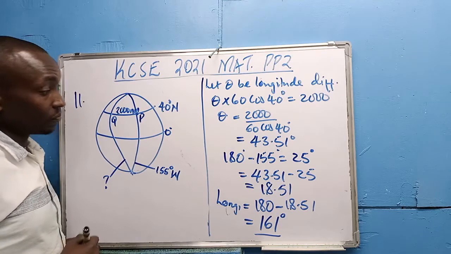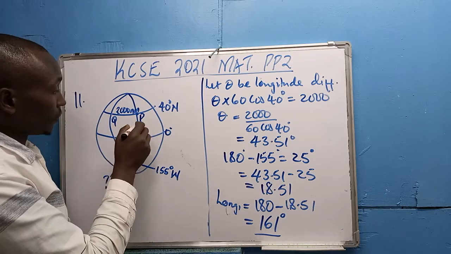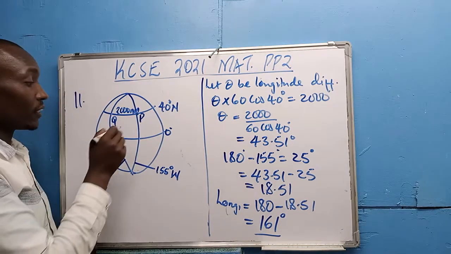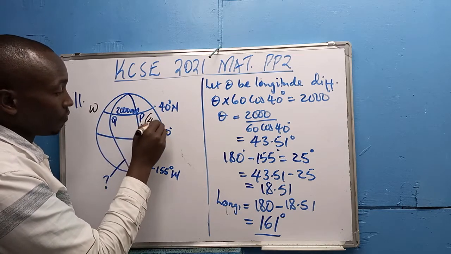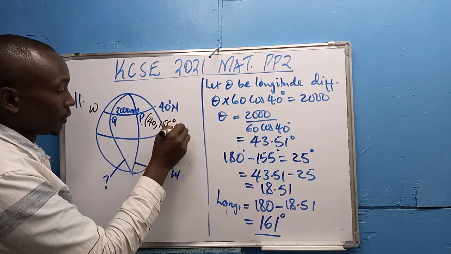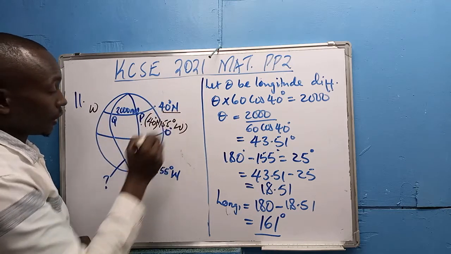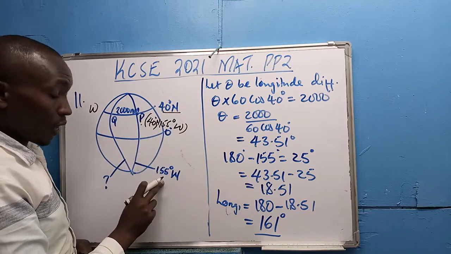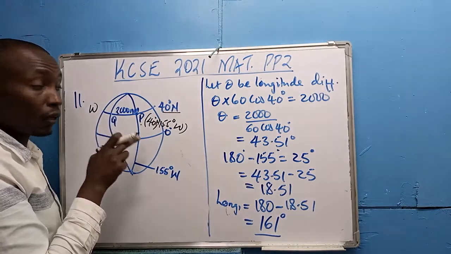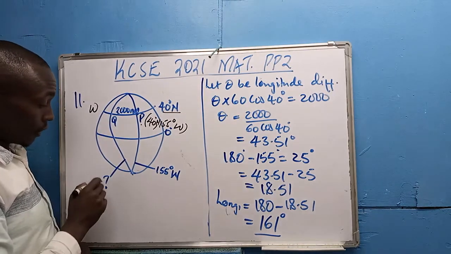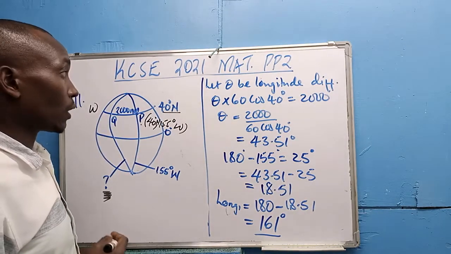This is question number 11. A question on longitude and latitude. And what exactly was the student given? The student was given a point Q that is to the west of a point P. The coordinates of P were given as 155 degrees west, 40 degrees north. You can see the latitude there is 40 degrees north, the longitude 155 degrees west. So there is a point Q that is 2000 nautical miles to the west. And the question was for the student to determine the longitude where Q lies.